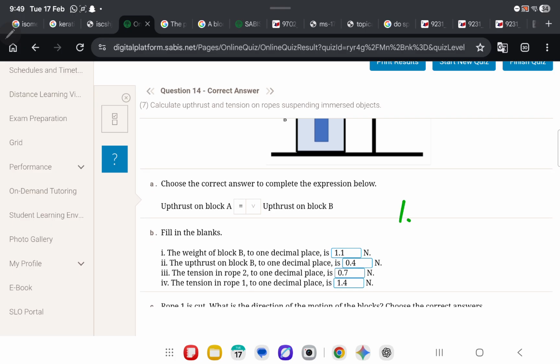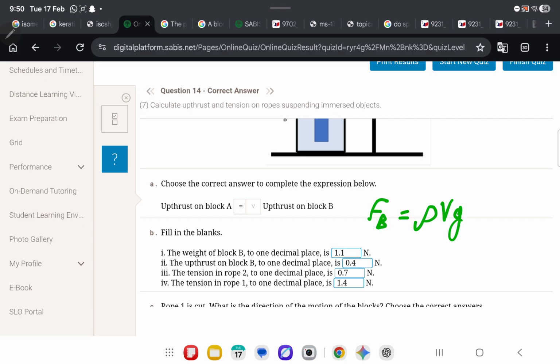Now, the upthrust on block B. The upthrust, you know the formula is rho Vg. Anyway, if you didn't know, by the way, upthrust and buoyant force are the exact same thing. So FB, you can write it like this for buoyant force, or you can write U for upthrust, but it's preferred to write it like this. Again, they are the exact same thing. So that means this is the expression.